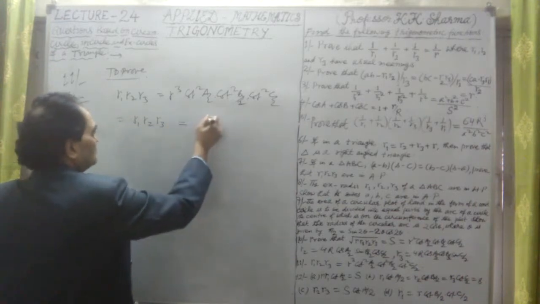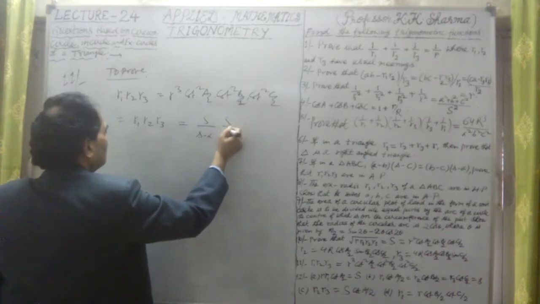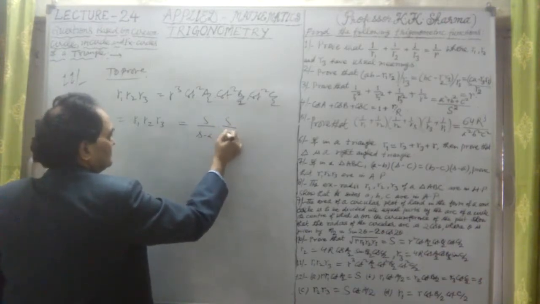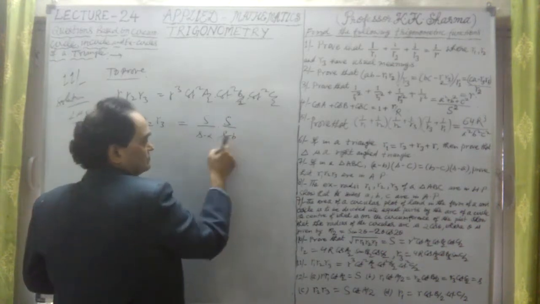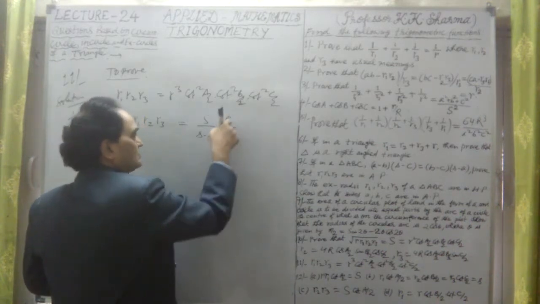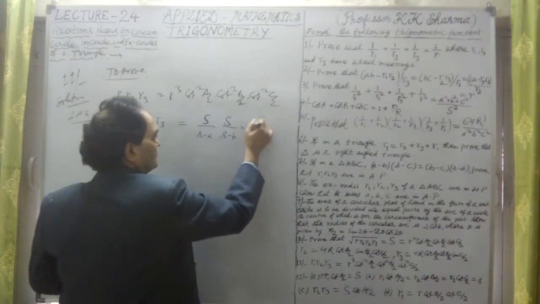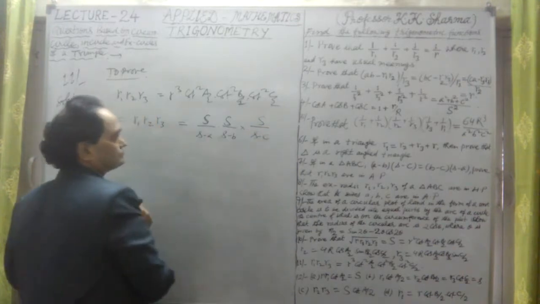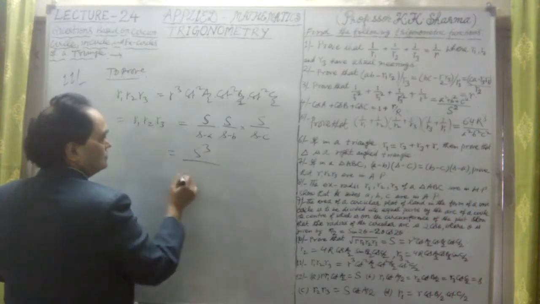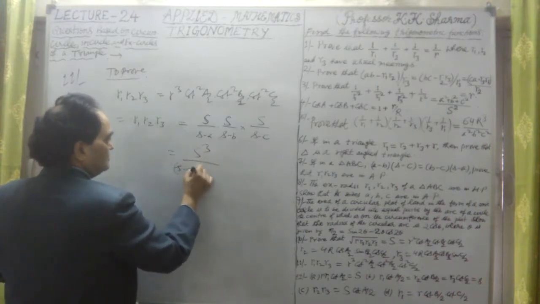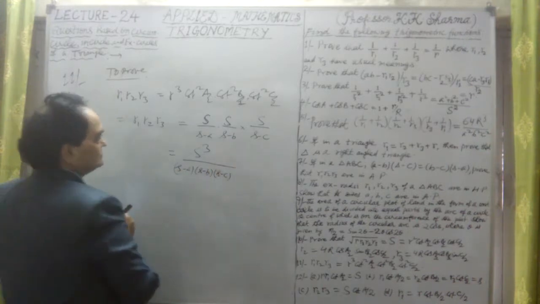Putting the values here, R1 is capital S upon s minus a, into R2 which is capital S upon small s minus b. Small s is the semi-perimeter, capital S is the area of the triangle. Into capital S upon s minus c. This is nothing but S cube upon s minus a into s minus b into s minus c. This is the value here.